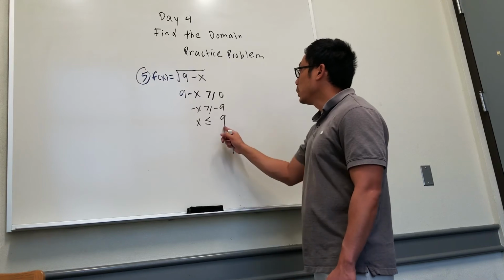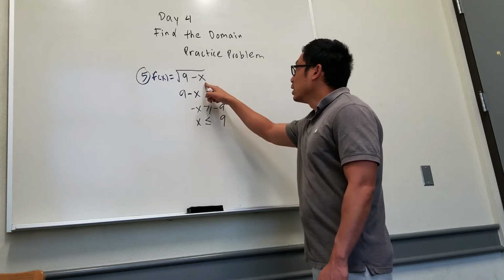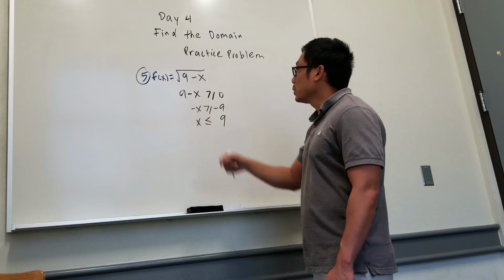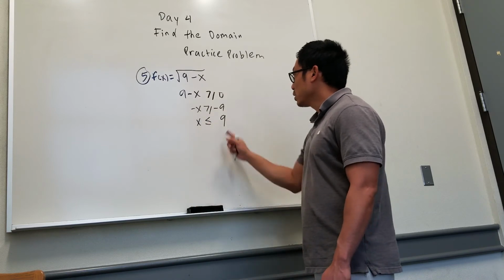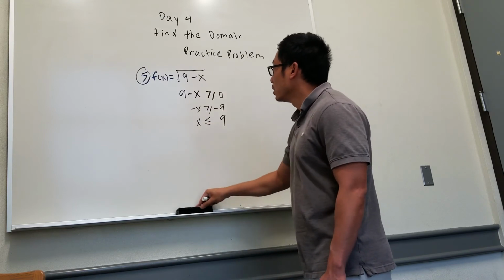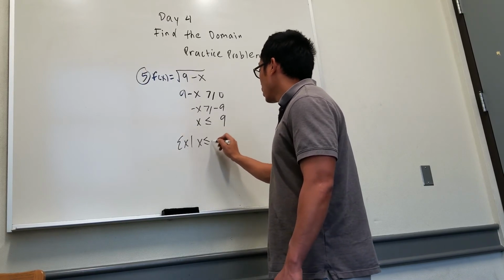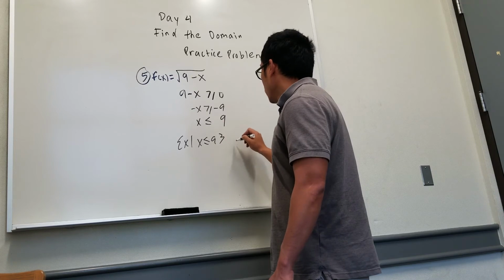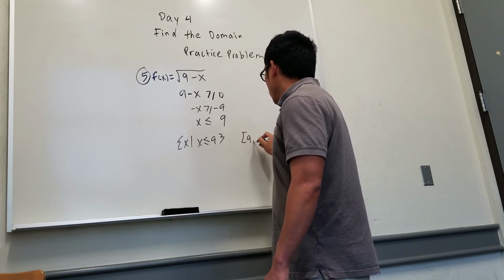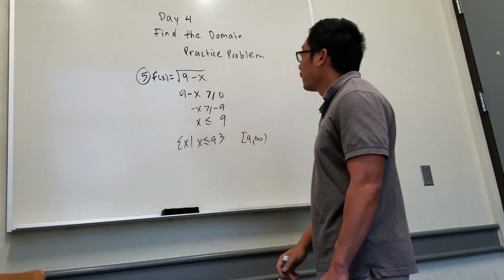So it cannot be bigger than 9. Let's say I plug in 10 here. 9 minus 10 is negative 1. That's gonna give me a negative inside. So x has to be less than or equal to 9. So set notation, interval notation. That's it. Okay.